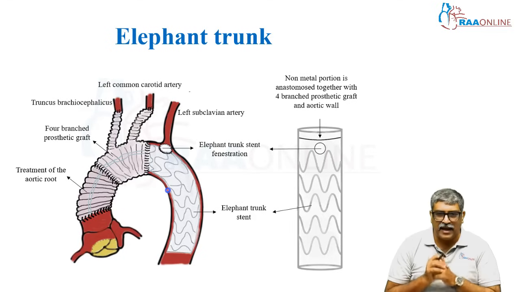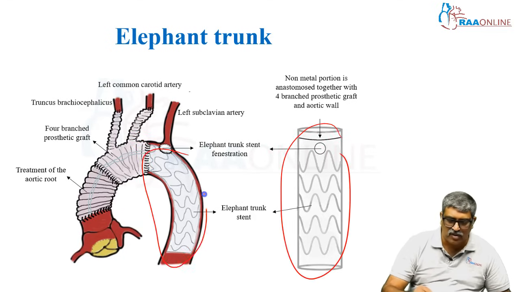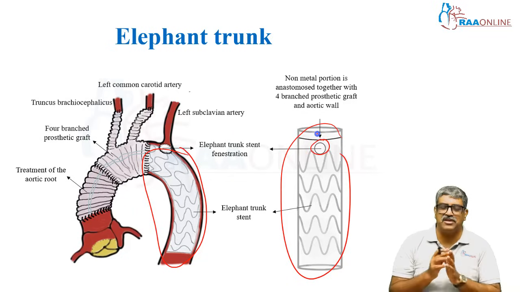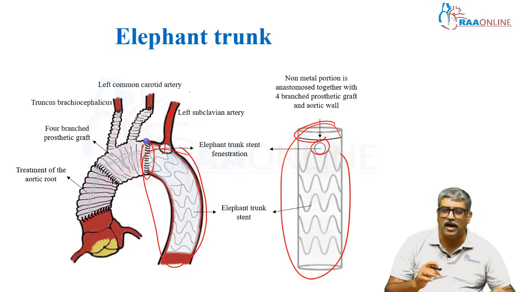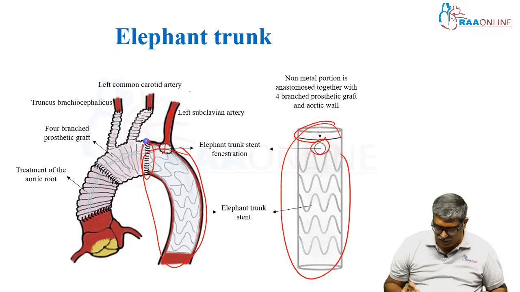And what is elephant trunk? It is a trunk-like thing which is placed in the thoracic aorta, and you have a fenestration which is left for the subclavian artery, and this non-metal portion is anastomosed to the prosthetic graft. That is elephant trunk.